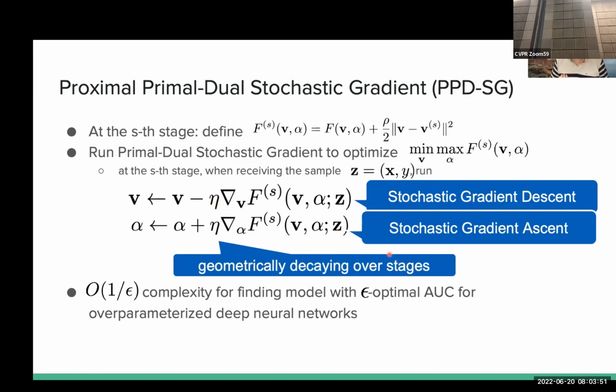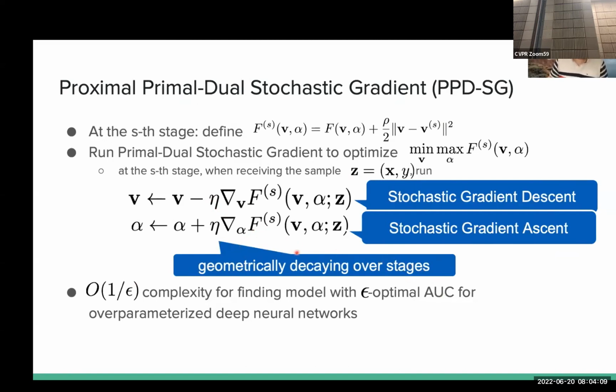Recall that in previous papers, they need a polynomially decaying step size, and this is not practical. In deep learning, people usually use an exponentially decaying step size. The reason is the PL condition. They can use the PL condition to design the geometrically decaying step size.